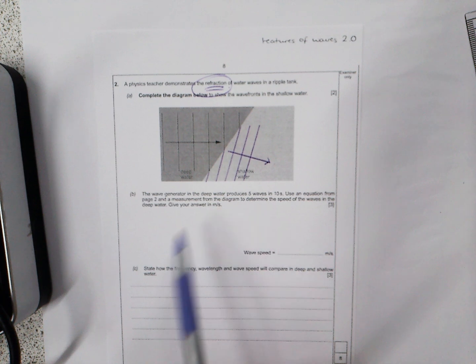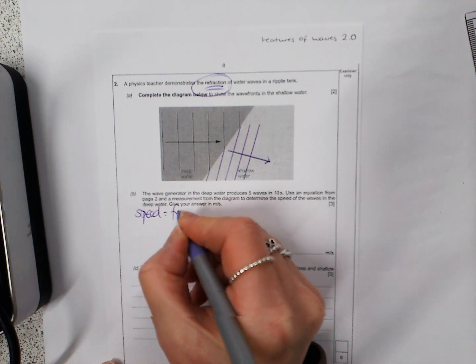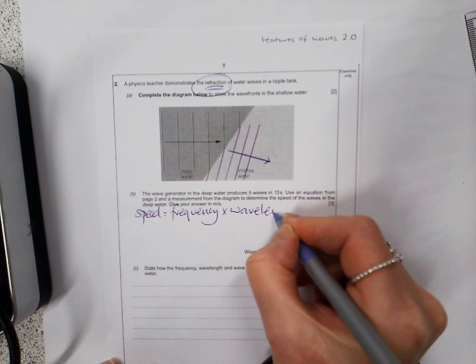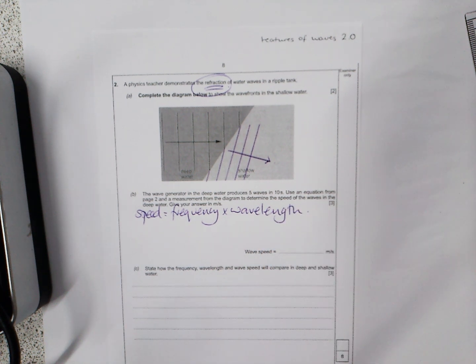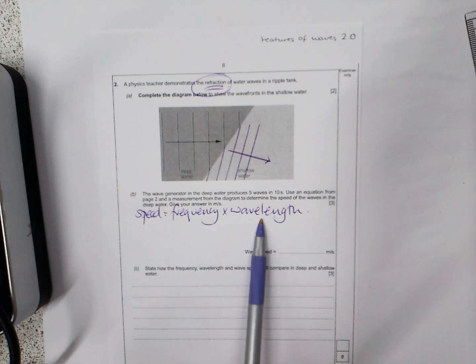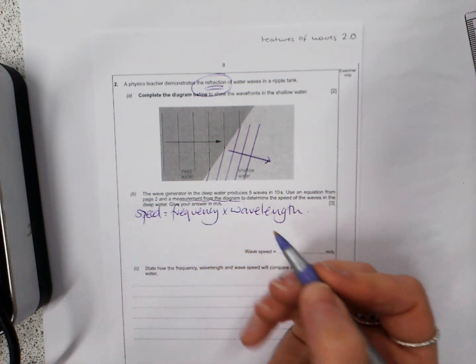Okay. The wave generator in the deep water produces 5 waves in 10 seconds. Use an equation from page 2 and a measurement from the diagram to determine the speed of waves in the deep water. Now the equation that you need is wave speed equals frequency times wavelength. You can pause and look that up. It'll be on page 2 of your exam, or it's the inside front cover of your book. So to work out the speed, we need a frequency number and a wavelength number, and we're going to times them together. Now you can measure the wavelength. That's what it's saying, look, measurement from the diagram. It's the wavelength we can measure.